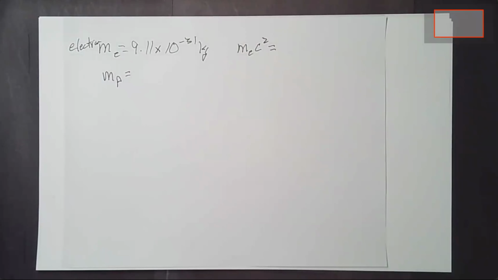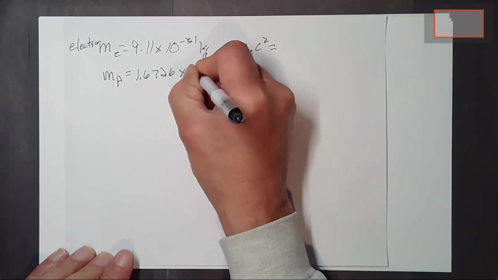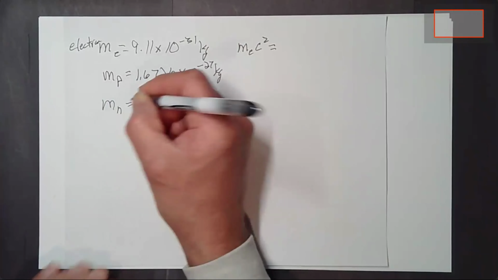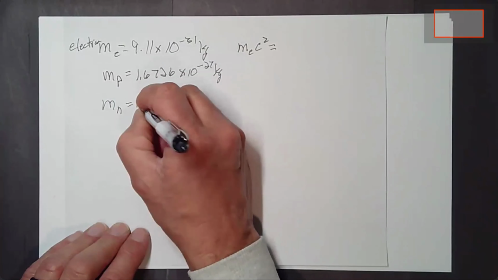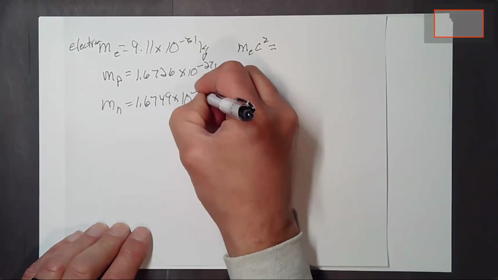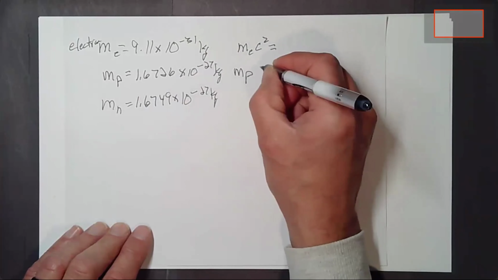Yeah, I wanted to do these two, a few significant figures anyway. The mass of a proton is 1.6726 times 10 to the minus 27th kilograms. And the mass of a neutron is 1.6749 times 10 to the minus 27th kilograms. And just calculate each of these things.